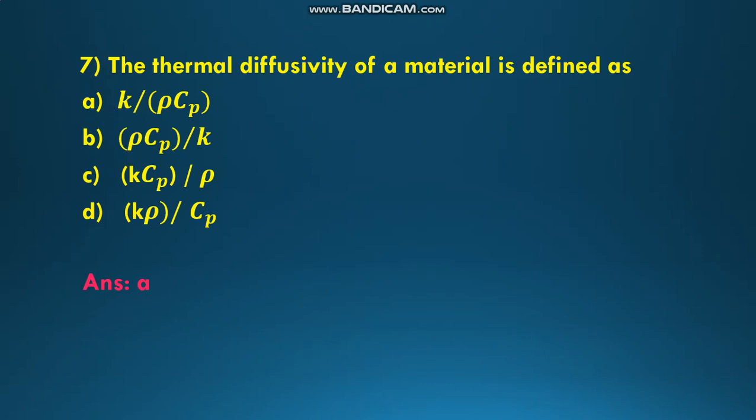Next question. The thermal diffusivity of a material is defined as, options are: A, K by rho Cp; B, rho Cp by K; C, K Cp by rho; D, K rho by Cp. The answer is K by rho Cp. So with this equation, we can define the thermal diffusivity.